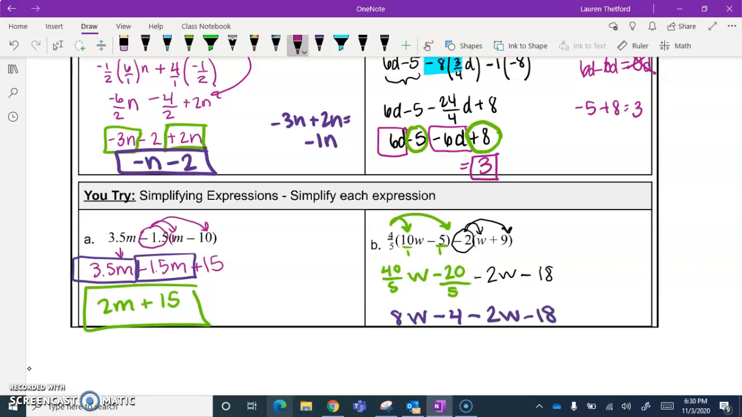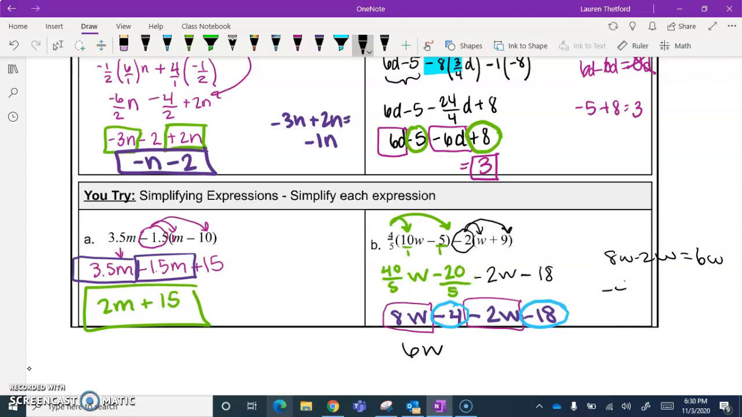Now we're going to combine like terms. So our w's will go together. And then we're going to circle in our constants. So 8w minus 2w is 6w.